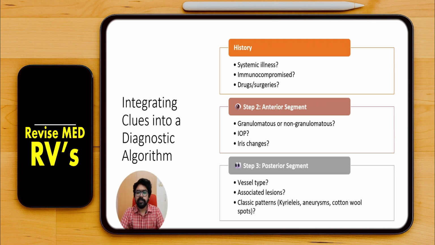And then you have to examine the posterior segment to look for which vessel type is involved, whether it's an artery, vein, or both, or any associated lesions such as any choroidal or retinal patches or choroiditis. And you have to see any classic patterns in the fundoscopy such as Kyrieleis patches or Kyrieleis plaques, aneurysms, and cotton wool spots. The presence of cotton wool spots usually suggests systemic vasculitis or underlying masquerading diseases such as diabetes and so on.